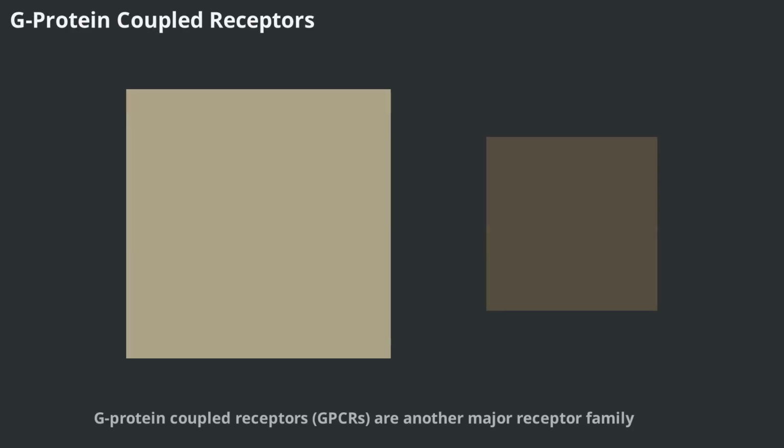G-protein coupled receptors, GPCRs, are another major receptor family. They consist of a single peptide with 7 membrane-spanning regions and are linked to a G-protein. When a ligand binds, the G-protein is activated, leading to the production of secondary messengers like cAMP, IP3, and DAG. These messengers then activate kinases, which phosphorylate proteins and trigger various cellular responses.